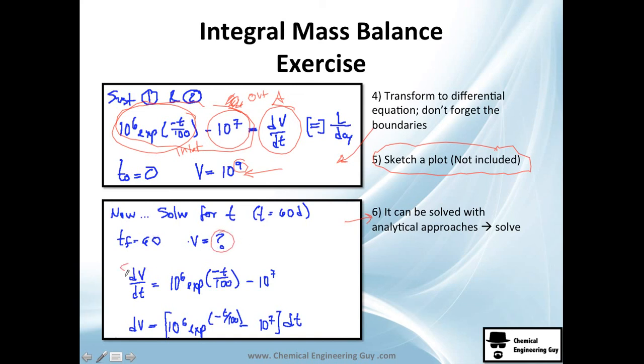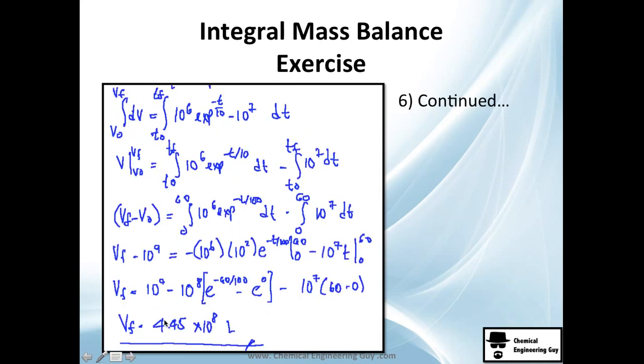We have these equations. I tried to solve for t. Okay, I change the differential to the right. We continue. Now I integrate from initial volume to final volume and initial time to final time. So this is time dependent and this is volume dependent.